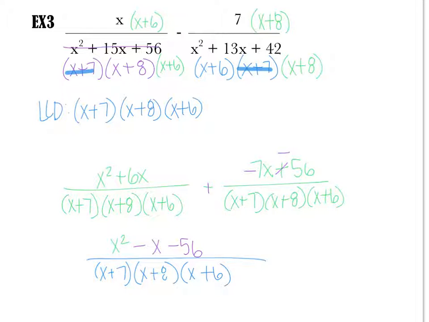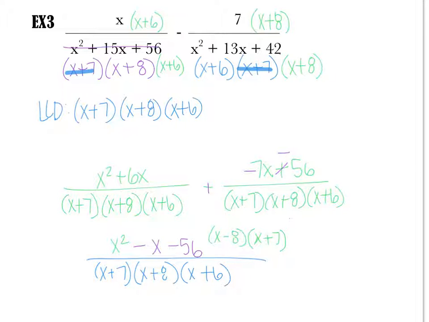All right, so that's my simplified numerator. Can I factor the numerator? So when I look at this, it looks a little suspicious. So the x is 1, so I just look at this. What are the factors of 56 that subtract to be negative 1? Ooh, I can factor that. And I know that that is actually going to be x minus 8, x plus 7.